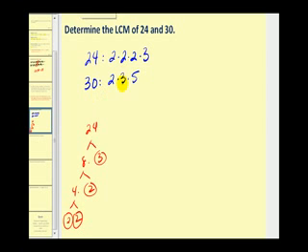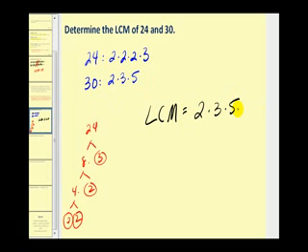Okay, now here's the procedure to build the LCM. We will first list all of the different factors from both prime factorizations. Notice the prime factorizations contain factors of 2, 3, and 5. Now we're not done. We have to determine the most number of times that any of these factors occur in either of the prime factorizations.